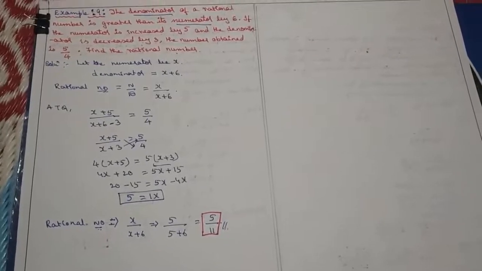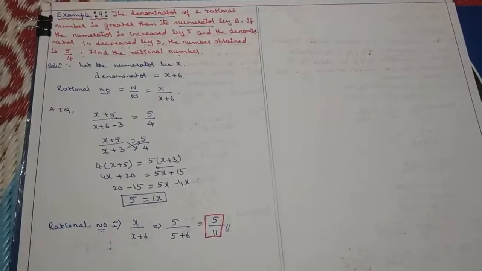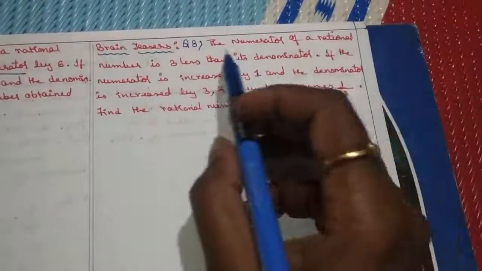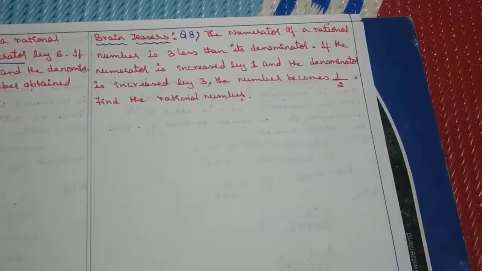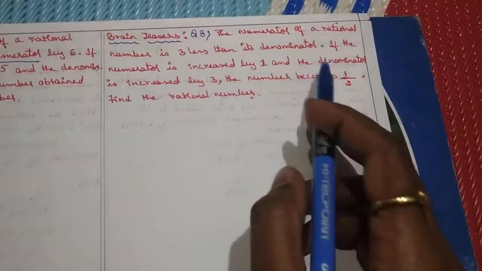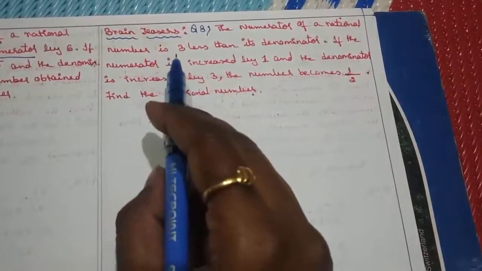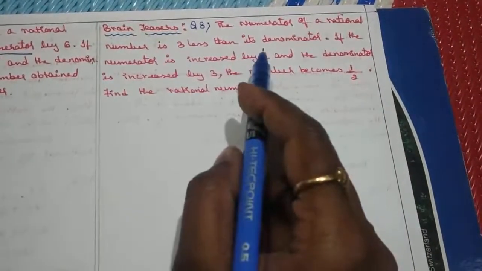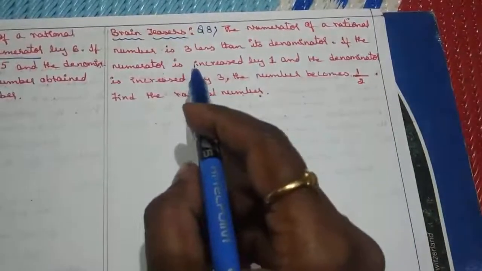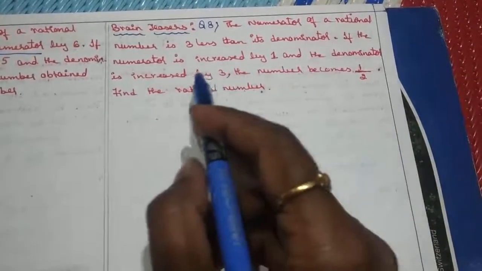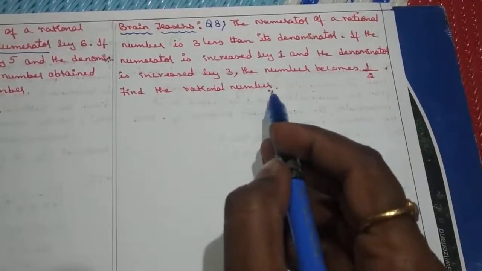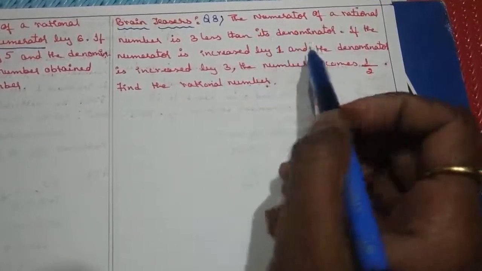So we have only one example based on this rational number. Now we'll go with the brain teasers. So now moving to brain teasers, question number 8. Again this question is also based on finding the rational number. The numerator of a rational number is 3 less than its denominator. Again the numerator is compared with the denominator. If the numerator is increased by 1 and the denominator is increased by 3, the number becomes 1 by 2. Find the rational number.